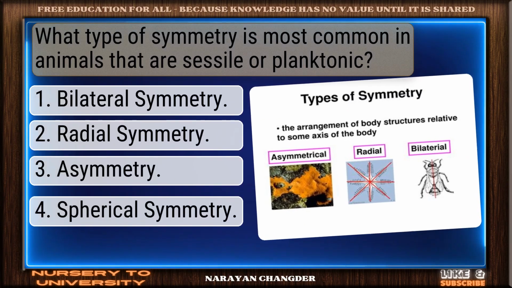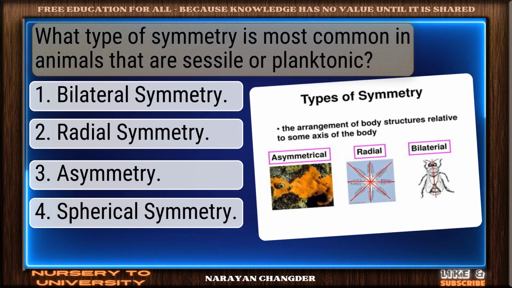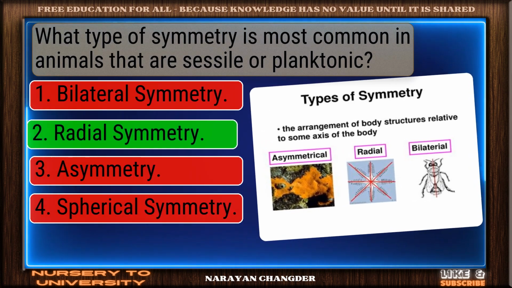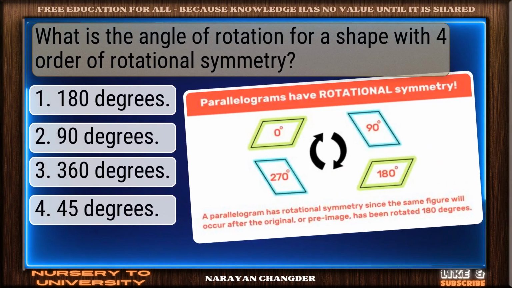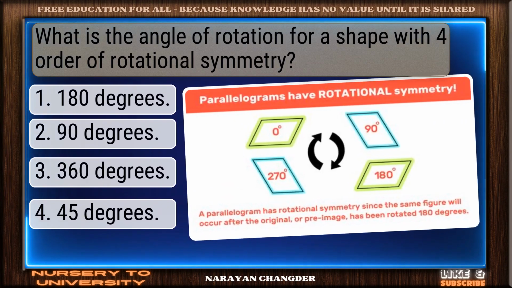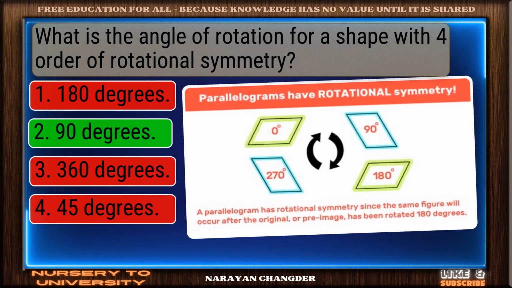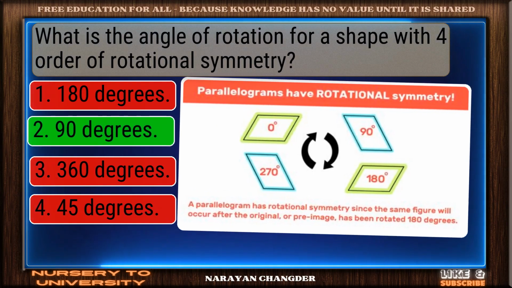What type of symmetry is most common in animals that are sessile or planktonic? Strong choice. Radial symmetry is the right answer. What is the angle of rotation for a shape with 4 order of rotational symmetry? Right choice. 90 degrees is the best answer.